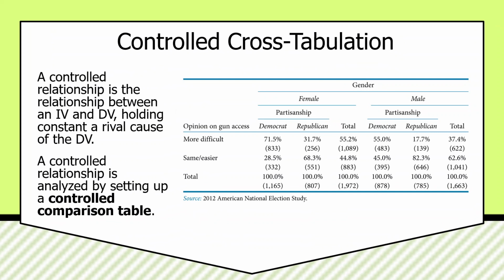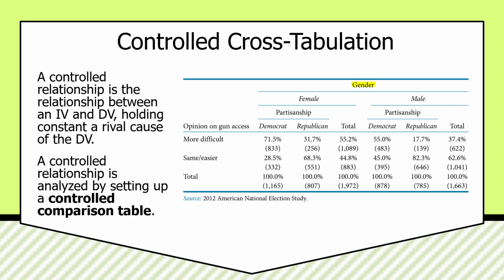A controlled relationship is analyzed by setting up a control comparison table. For example, this is table 5-2 in the textbook. This shows a relationship between partisanship and gun control opinions controlling for gender. Let's look at this table for a minute. To simplify the presentation here, I've taken out the independent variable categories of partisanship so we can see the relationships very clearly. Notice that the control variable, gender, is at the top here.